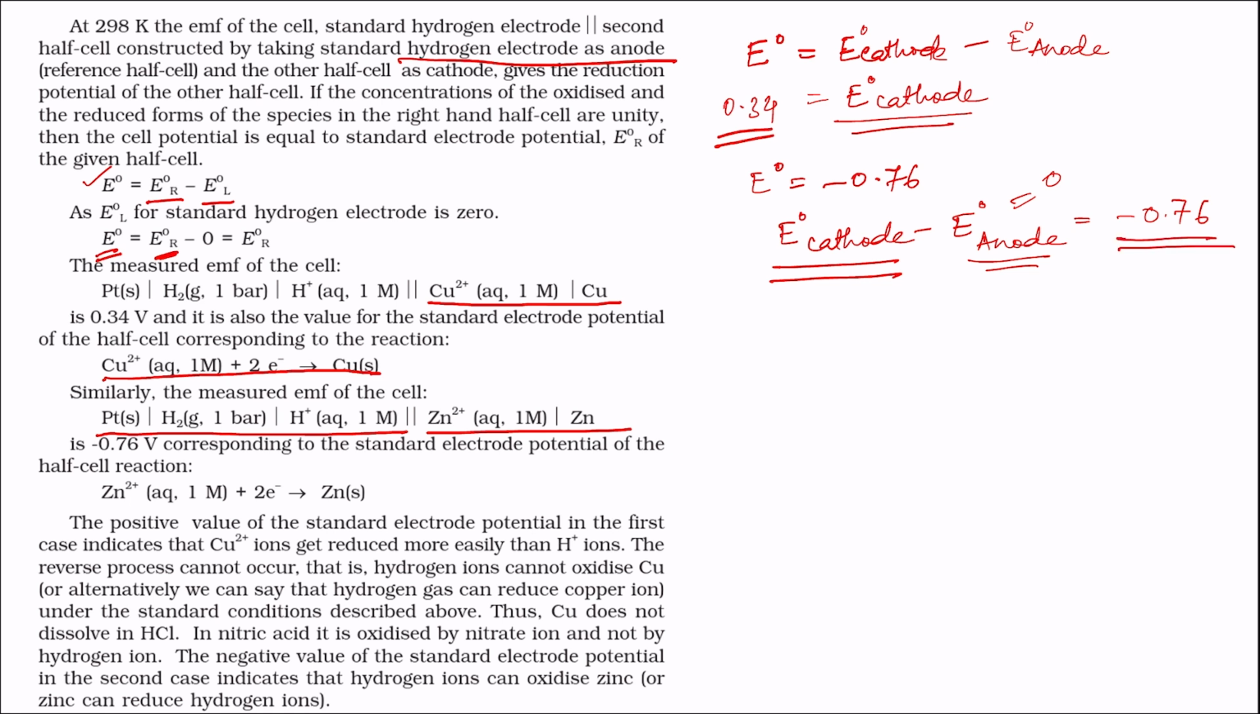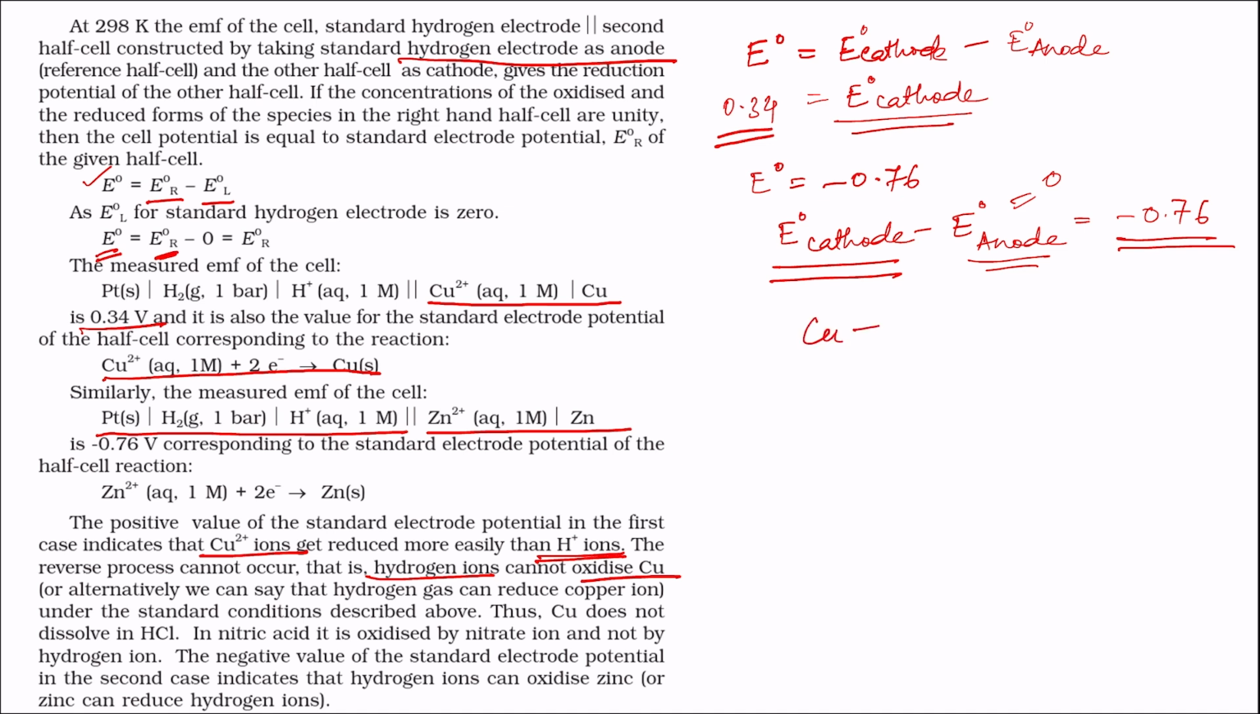Now the positive value for the standard electrode potential of copper, plus 0.34 volt, means copper ions have greater tendency to accept electrons and get reduced to copper atoms in comparison to H plus ions. Therefore, H plus ions cannot oxidize copper. It is not possible for H plus ions to oxidize copper to Cu2 plus ions because Cu2 plus ions have greater tendency to accept electrons in comparison to H plus ions.